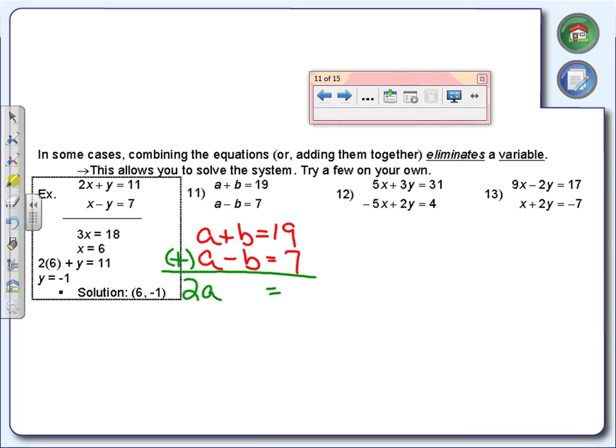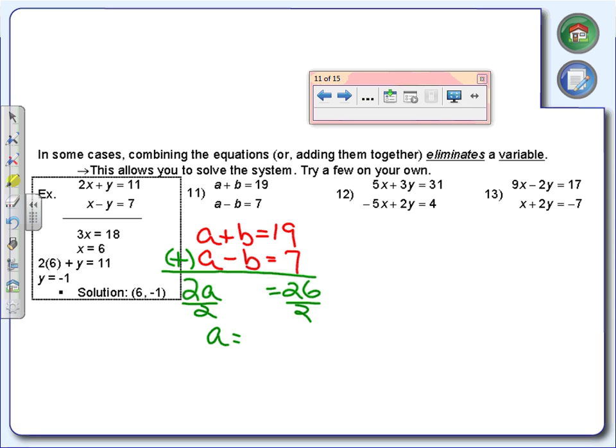But we still have to add up these 2 numbers over here. We have to add up the 19 and the 7. 19 plus 7 is going to give us 26. So now what I have is the equation 2A is equal to 26. If I want to solve for A, of course, I'm going to need to divide by 2.